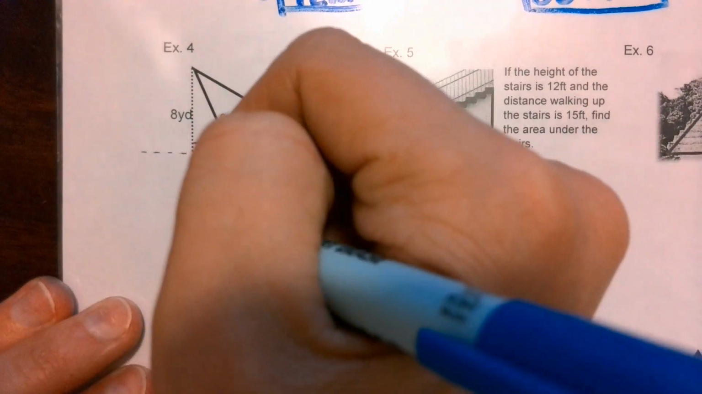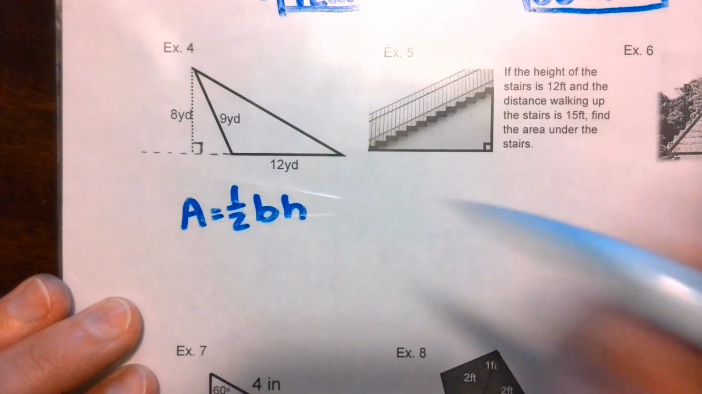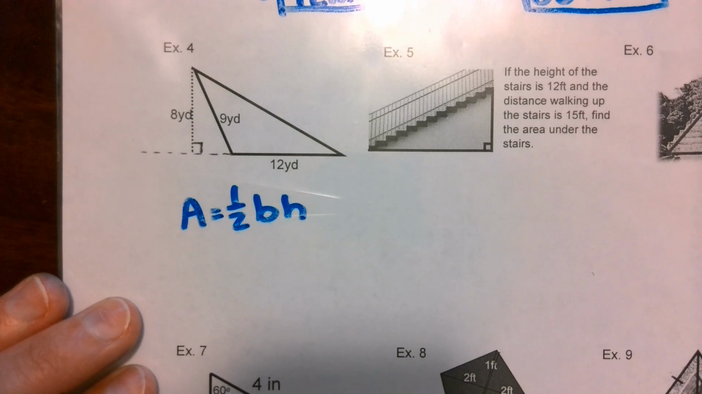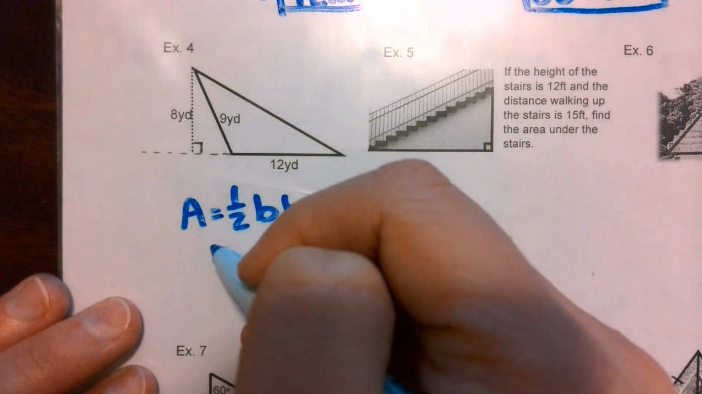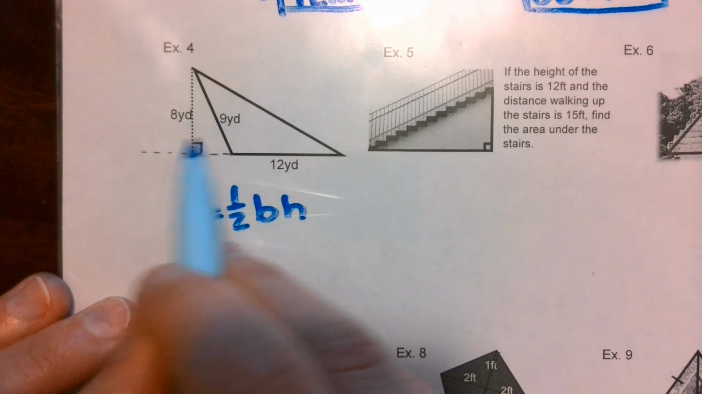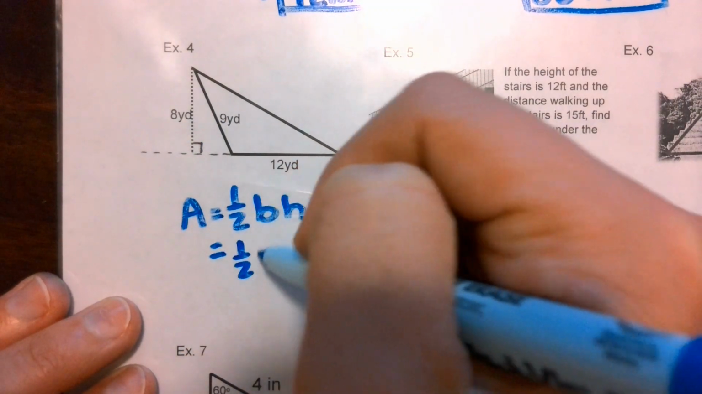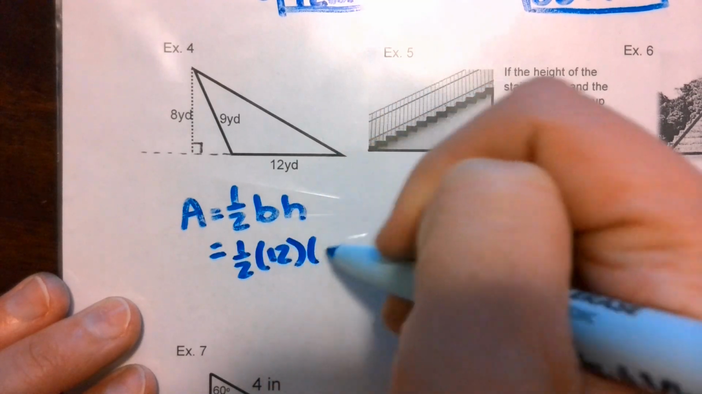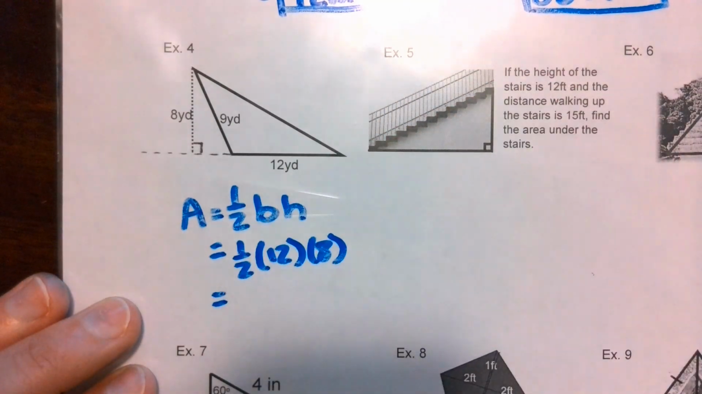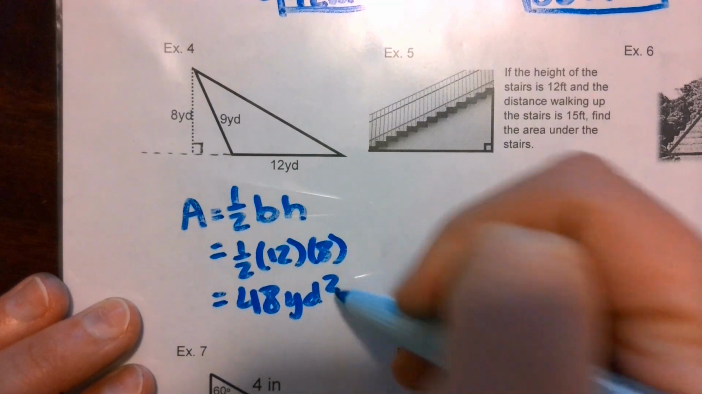For example 4, another triangle. So you might pause the video and see if you can decide what the base and the height are going to be for this one. So don't be tricked by the 9. We're looking at that perpendicular piece. So if our base is 12, then the height is 8. And we end up with 48 yards squared.